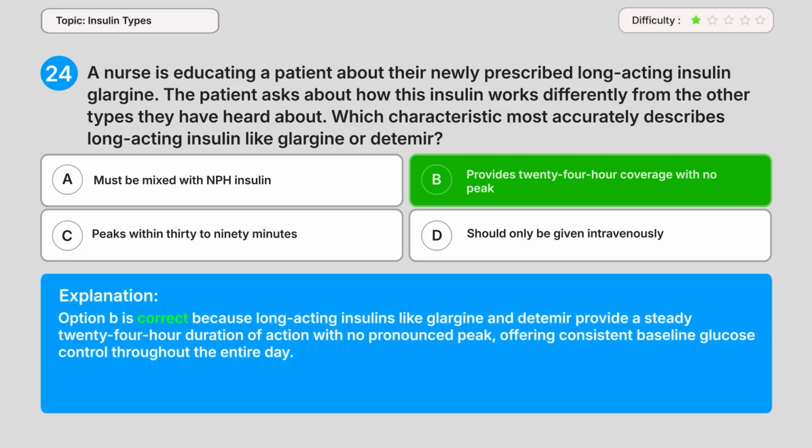Explanation. Option B is correct because long-acting insulins like glargine and detemir provide a steady 24-hour duration of action with no pronounced peak, offering consistent baseline glucose control throughout the entire day.